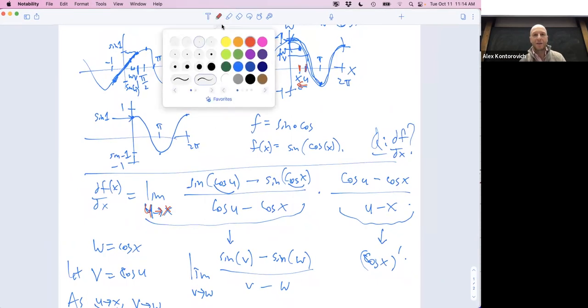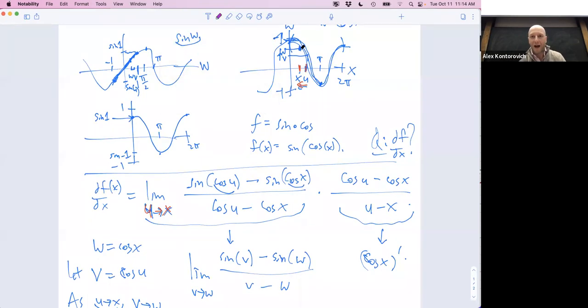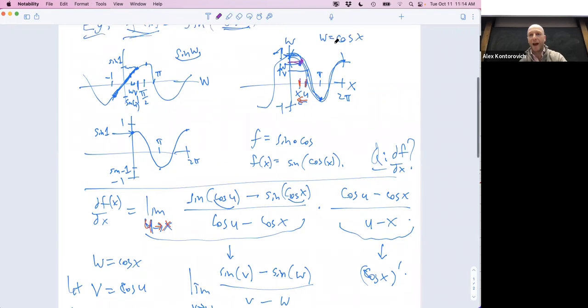Then that gives me a value w, which is cosine of x, and v right here, v is cosine of u. Okay, so v is the value of cosine at u, w is the value of cosine at x. So that's just the cosine function. Now I'm going to apply the sine function to the cosine function.